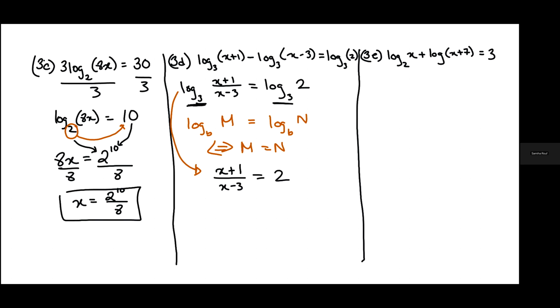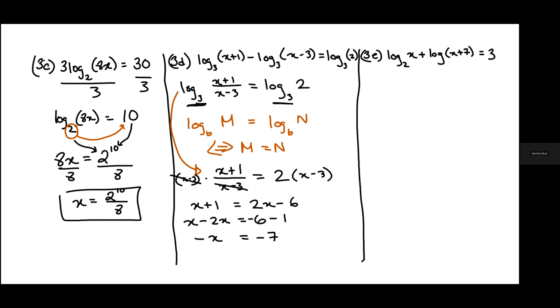We can multiply both sides by the x minus 3 in order to get rid of it. We get x plus 1 equal to 2x minus 6. Let's subtract the 2x, and let's subtract the 1. It gives us negative x equals negative 7. So x equals 7 for this problem.